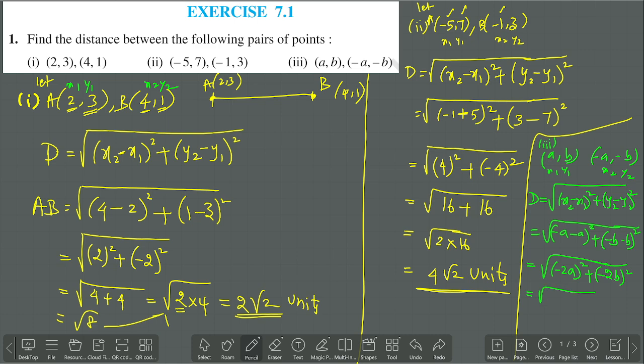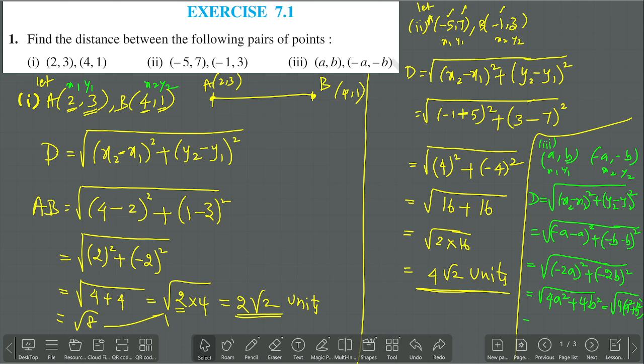When I apply the power, what am I getting? Plus 4a square plus 4b square. What is common in both? 4, you take outside. If I take 4 outside, what do I have inside? A square plus b square inside the root. Both are multiples. Am I right? When we have a multiple, we can take a root. So you take a root like that.